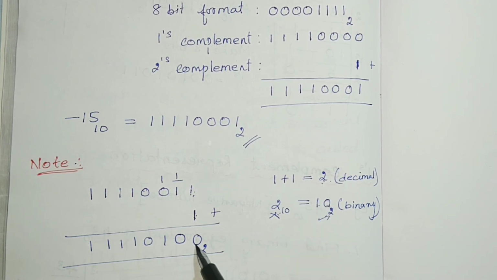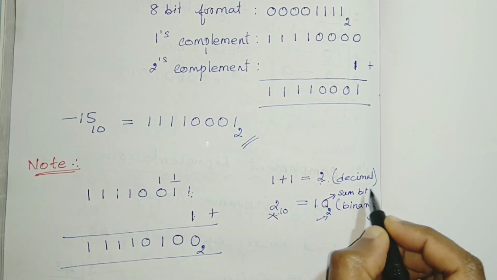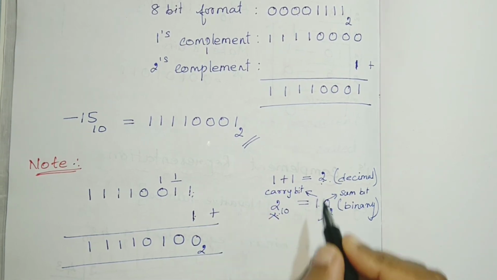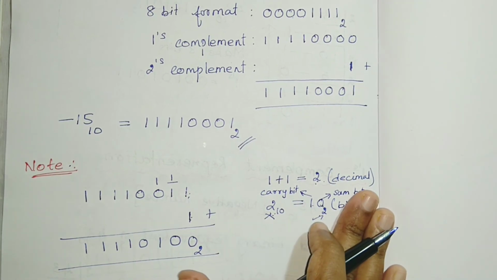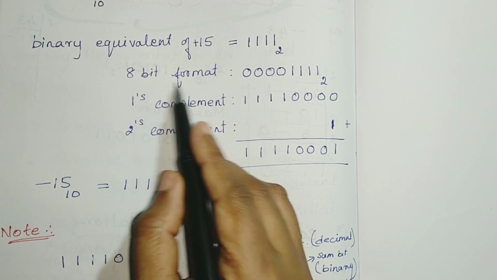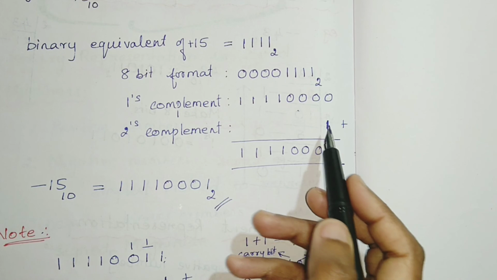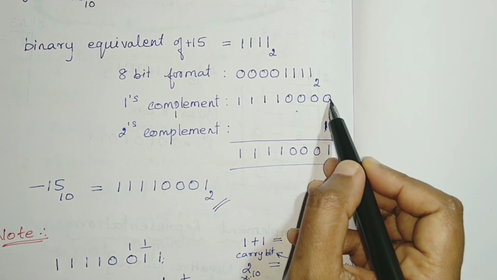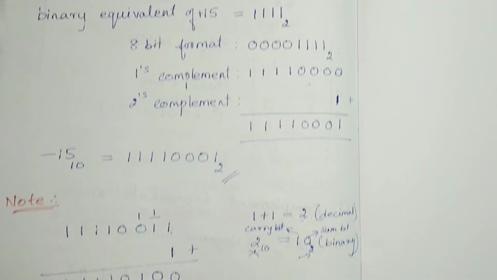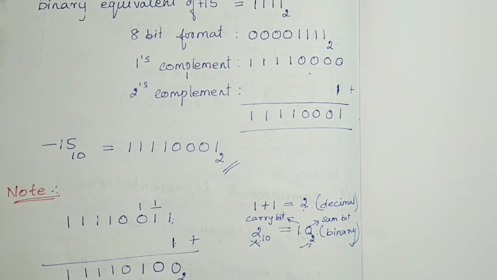Whenever we get 2 digits after addition, the least value we write as the sum and the most value we write as the carry. The same thing is done here. The least significant bit is the sum bit and the most significant bit is the carry bit. So totally we have 4 steps. First we find the binary, then 8 bit, then 1's complement, then add 1. The only thing you have to check is whether you get 0 plus 1 or 1 plus 1. If you get 1 plus 1, then you have to follow this step.